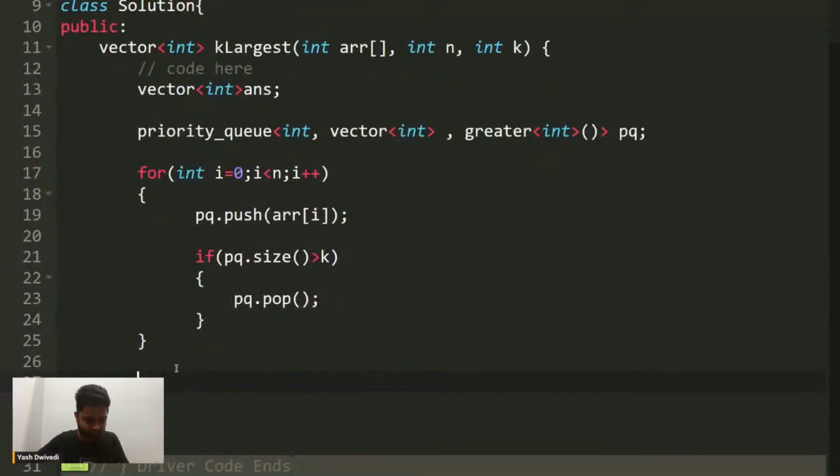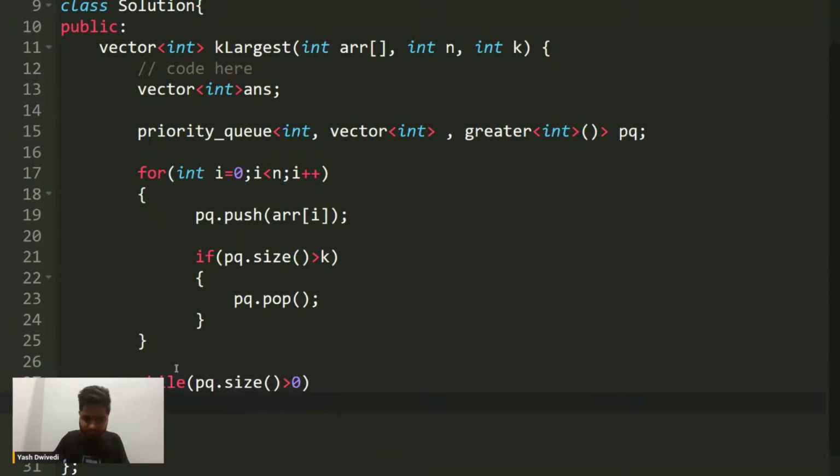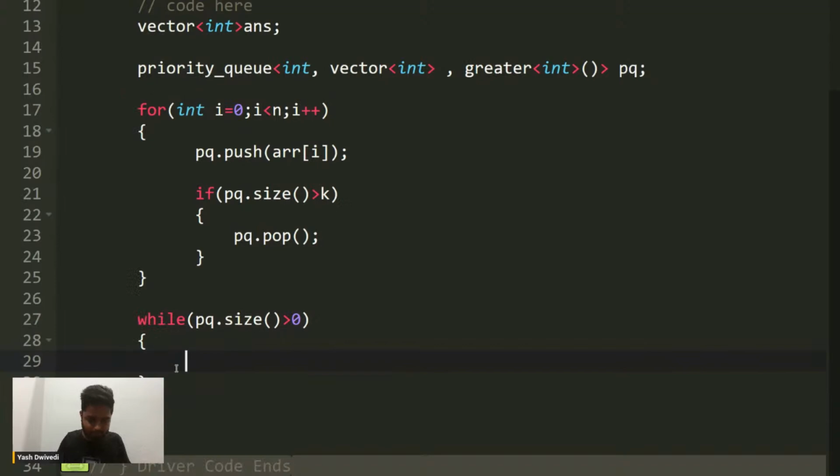And at the end, what will happen? All the elements that will be there will be the k largest elements. So what I will say is that until the priority queue has got elements, I need to pop them out and push them inside the array, inside the list.